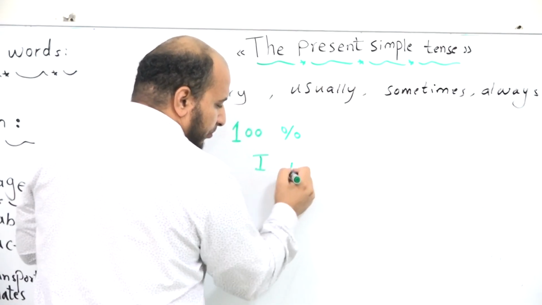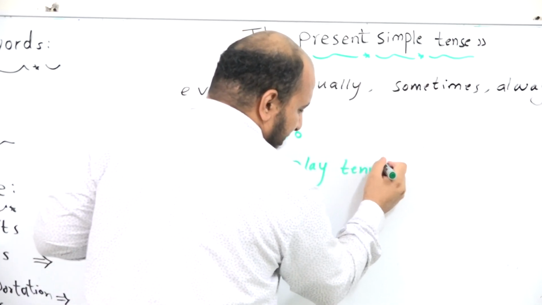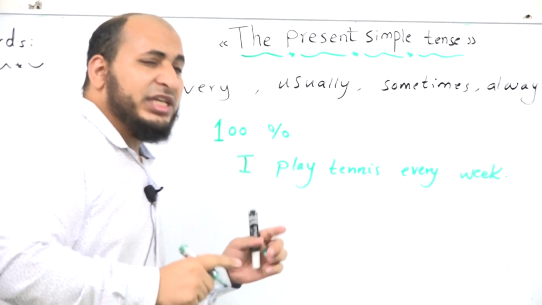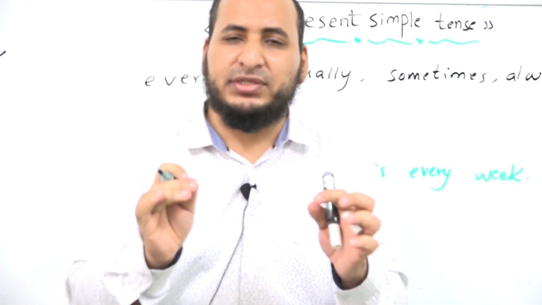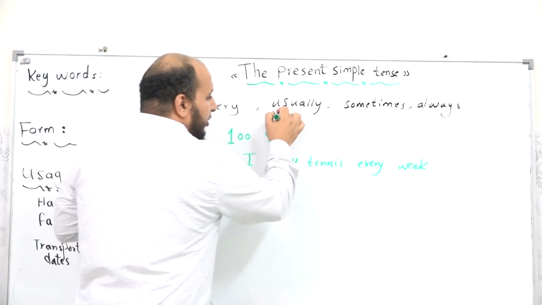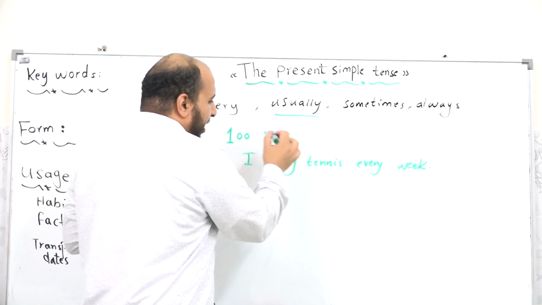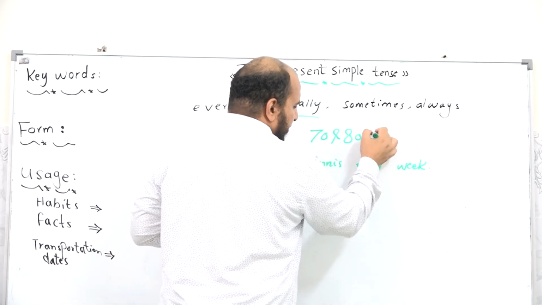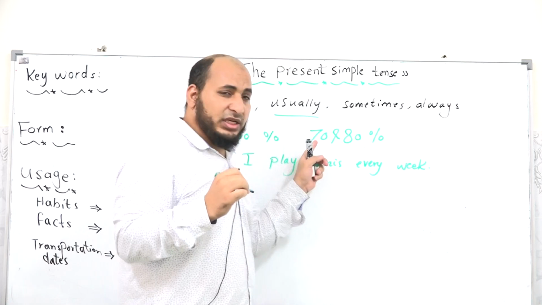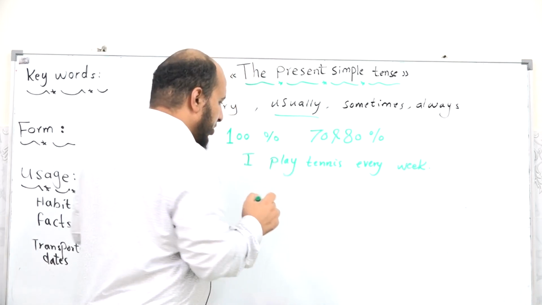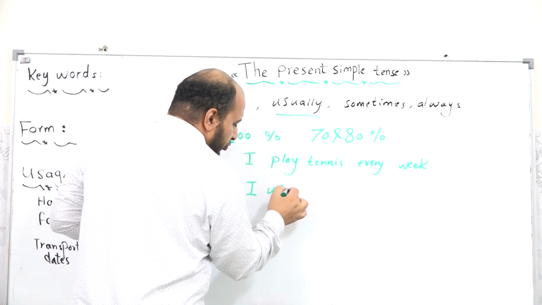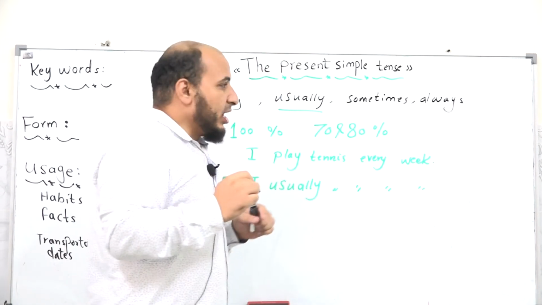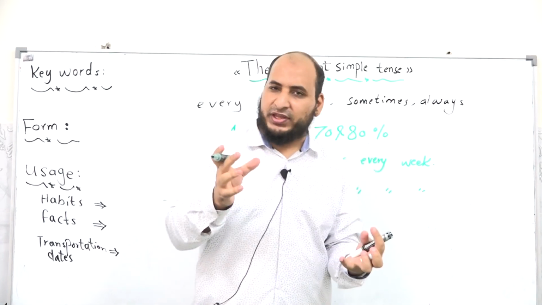When I say I play tennis every week, it means I play tennis every week, 100%. Okay. And usually, you can say 70 or 80 percent. When I say I usually play tennis every week, okay. And sometimes, you can say 50-50.